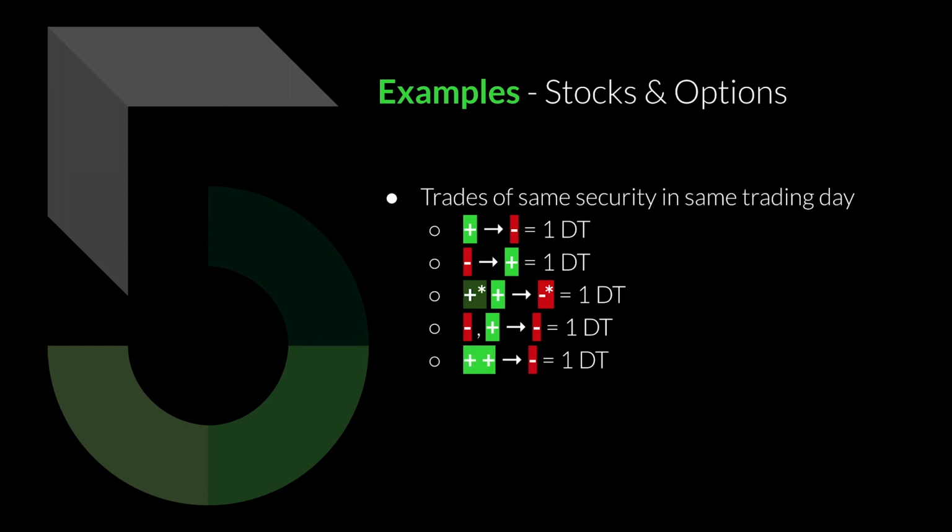So let's say you buy 10 shares and then, a few hours later, you buy another 10 shares, and then you sell all of them at the end of the day. That's just 1 day trade, right? So it's not 2 day trades. Even though you bought twice, it's still considered 1 day trade.